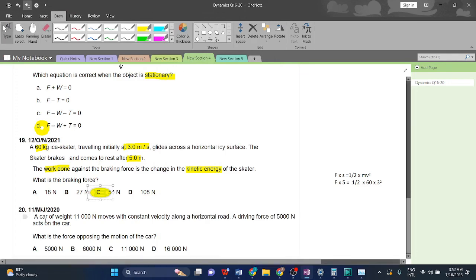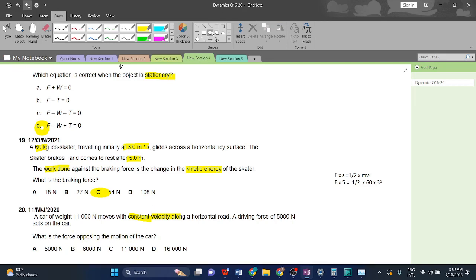Okay, on to the last question. A car of weight 11,000 moves with constant velocity. Constant velocity means there is no resultant force. Along a horizontal road, a driving force of 5,000 Newton acts on the car. What is the force opposing the motion of the car?